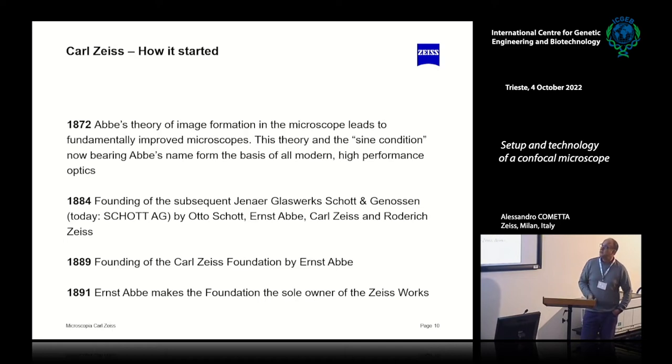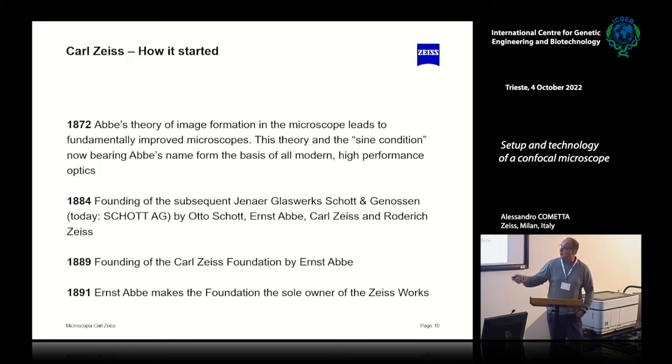In 1872, the theory of images, then the foundation of the glassworks in Jena to produce the lenses. Then Abbe, who was a socialist, founded the Carl Zeiss Foundation, and after Carl Zeiss, Abbe made the foundation the sole owner of the Zeiss works. It means that actually we are a foundation, and we usually invest 10% of our income, not the revenue, but what we earn, in research for new microscopes and so on.